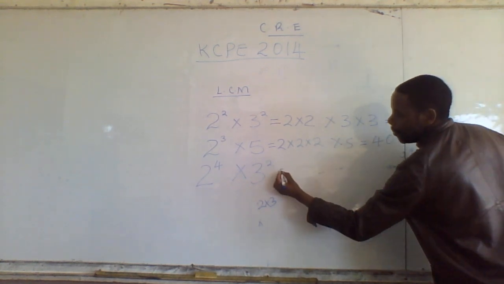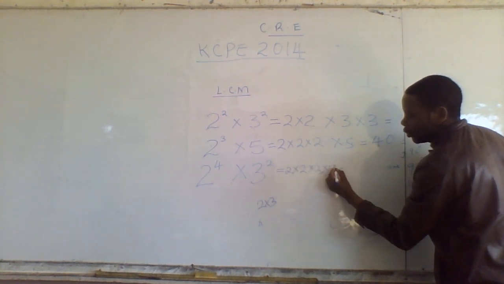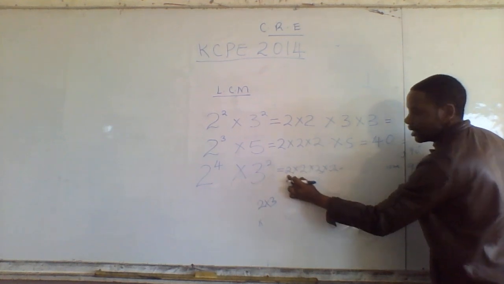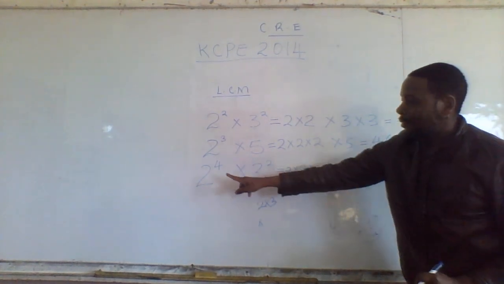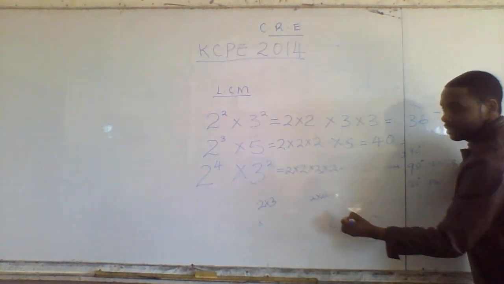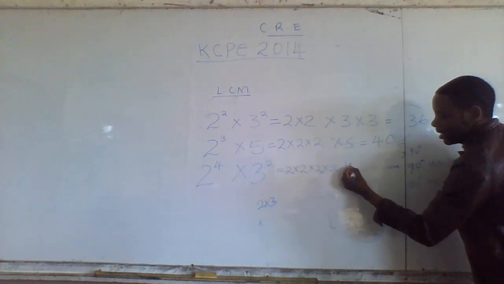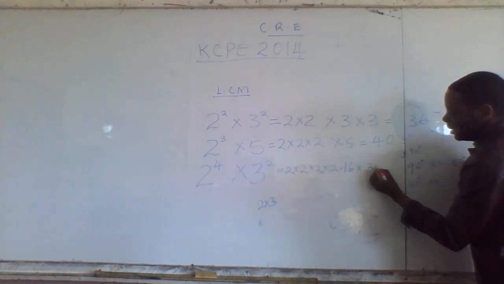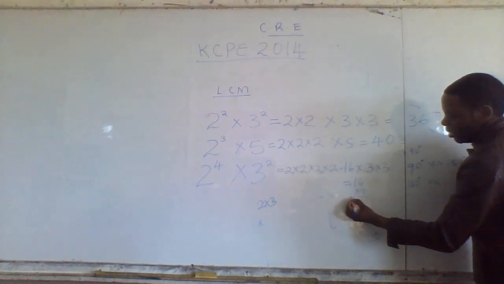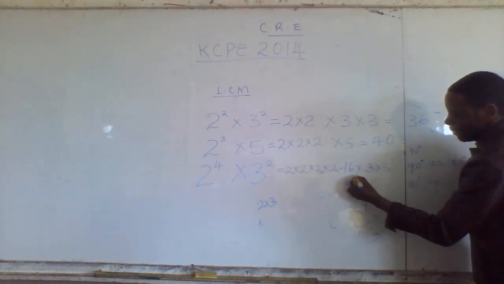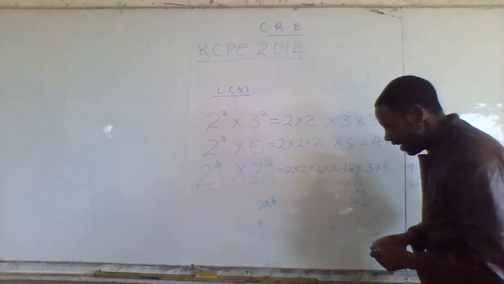Then 2 power 4 is 2 times 2 times 2 times 2. That is 2 power 4, not 2 times 4. Are we together? Then we get 2 times 2 is 4, times 2 is 8, times 2 is 16. Then 16 times 3 times 3, which is 16 times 9, which is 144.